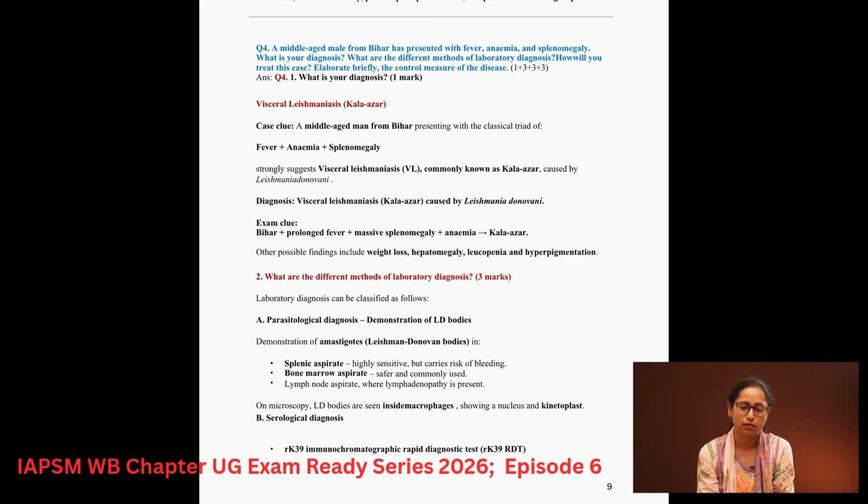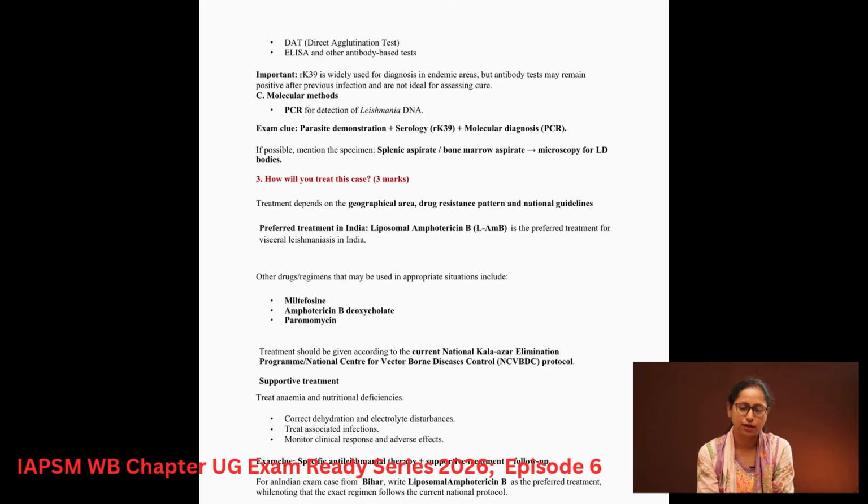Secondly, serological diagnosis, and here the most important thing is RK39 RDT, RK39 immunochromatographic rapid diagnostic test, direct agglutination test or DAT, and ELISA or other antibody based test. Now, most important, as I have already mentioned, is RK39, because it is widely used for diagnosis in endemic areas of Kala-Azar, but antibody test may remain positive after previous infection also, and so it is not very ideal for assessing the cure of this disease, right.